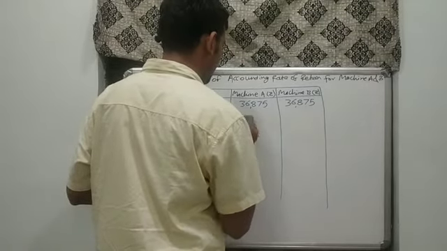Now we can use the formula of ARR. The formula of ARR is again simple and the same. So annual average net earning into 100 divided by, here we had taken original investment, here we have to take average investment.